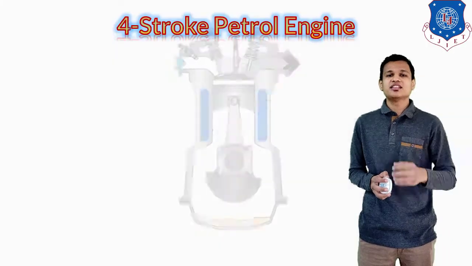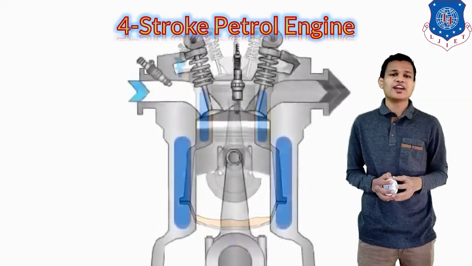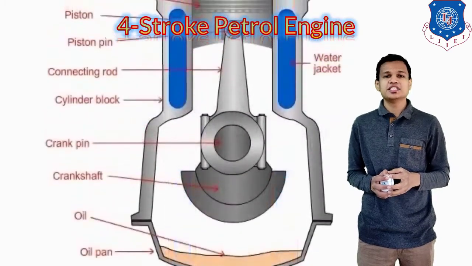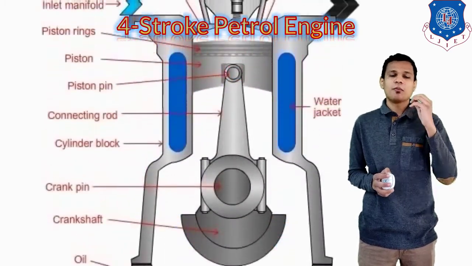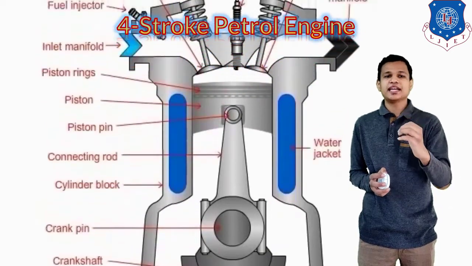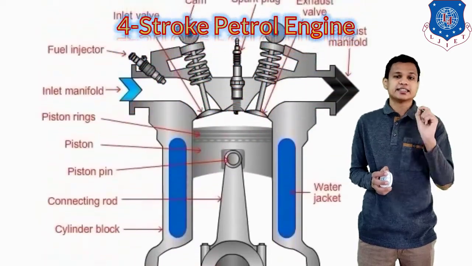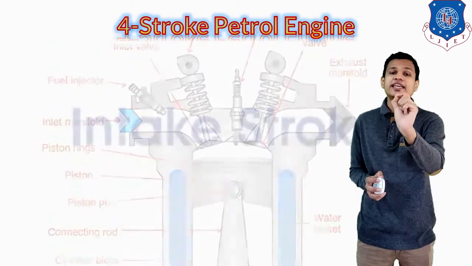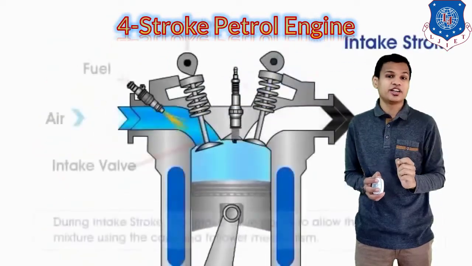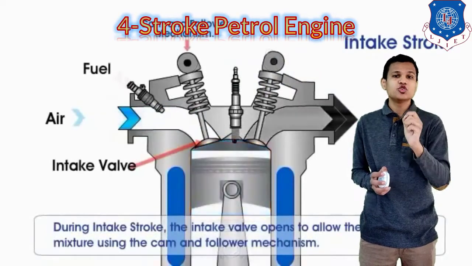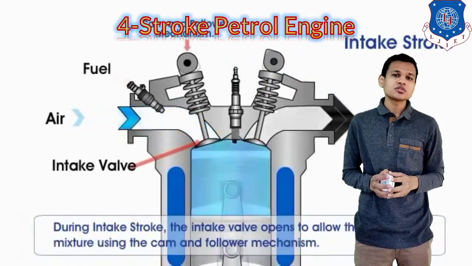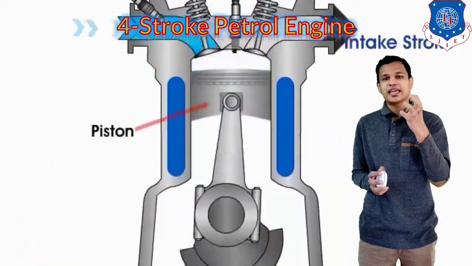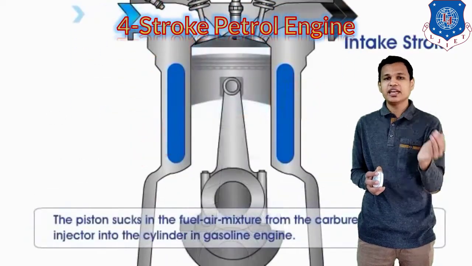Now let's discuss the four-stroke petrol engine. You can see the engine and the components of the engine, from the piston to the connecting rod, crankshaft, and fuel injector. Right? This is a basic fuel injector which is used in place of the carburetor. Earlier we were using the carburetor for the four-stroke petrol engine, which was used to mix the air and petrol, and then supply it.